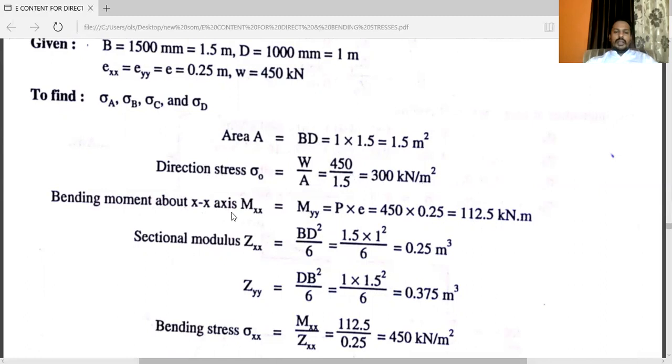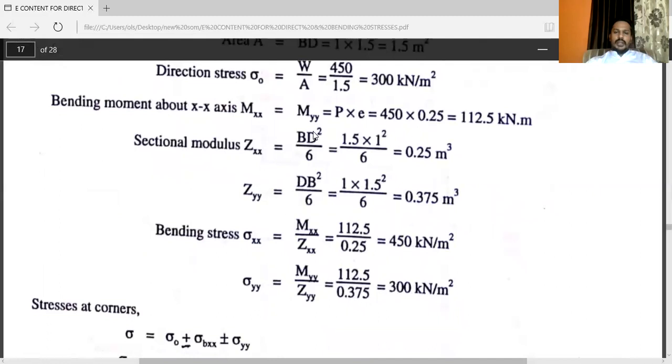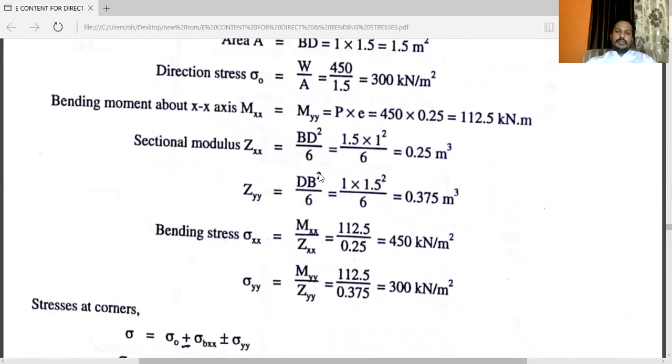So the bending moment about the x axis is Mxx, and Myy is equal to P into e. So 450 into e, that is 0.25, is equal to 112.5 kilonewton meter. Now see the sectional modulus. We have the formula bd square by 6 for a rectangular section. For Zyy, the formula is db square by 6. So the sectional modulus Zxx is equal to 0.25 meter cube, and Zyy is equal to 0.375 meter cube.